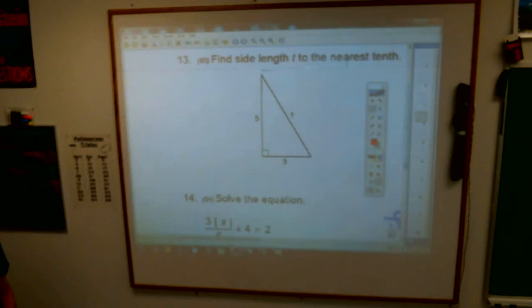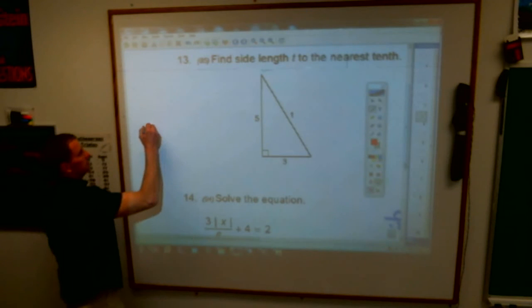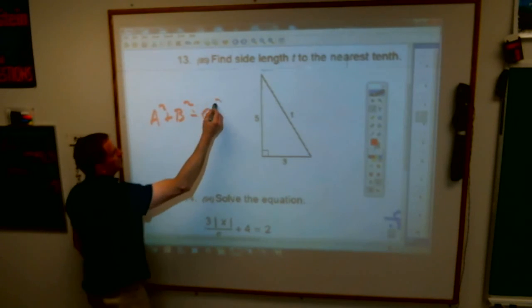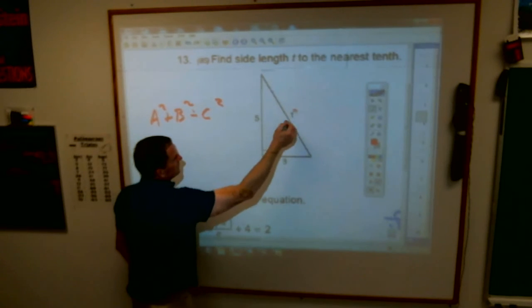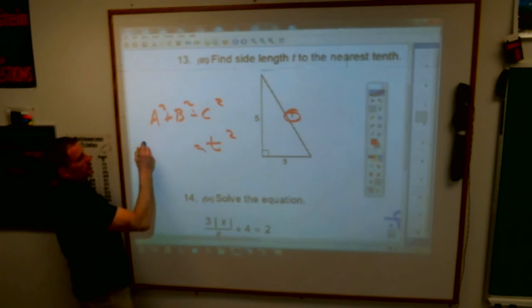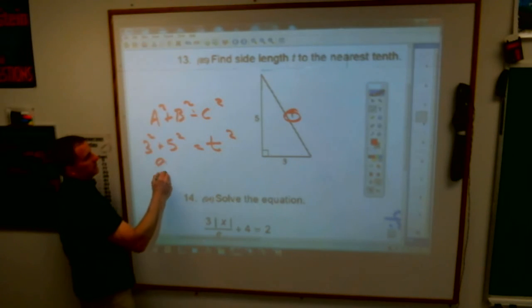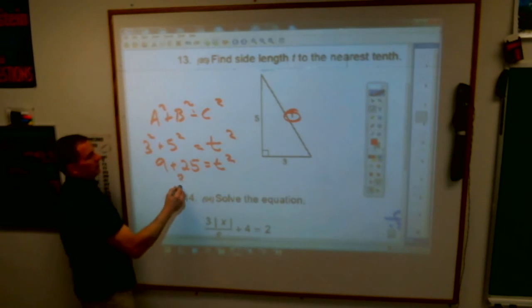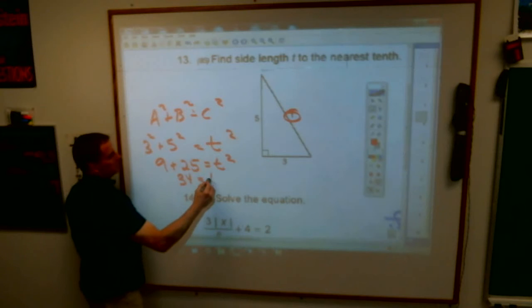Can you do number 13? No. Just write it down, a squared plus b squared equals c squared. Which one don't you know? In this case it happened to be t squared, right? And it doesn't matter what you call the other two. 3 squared plus 5 squared equals t squared. 9 plus 25 equals t squared. 34 equals t squared.